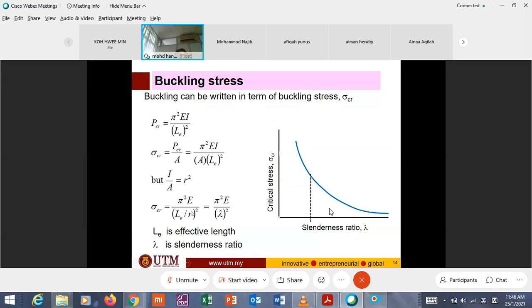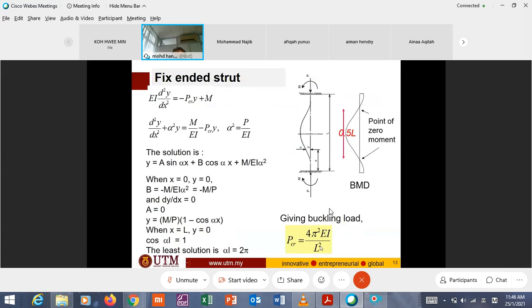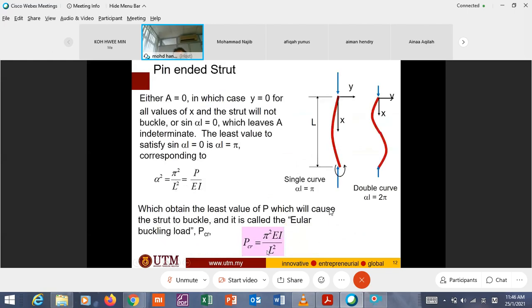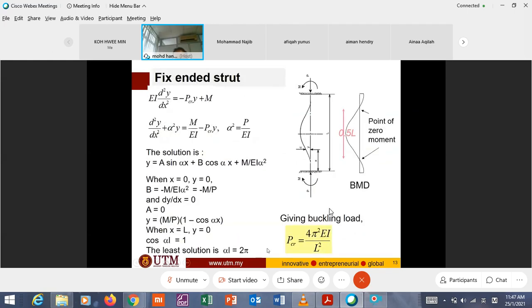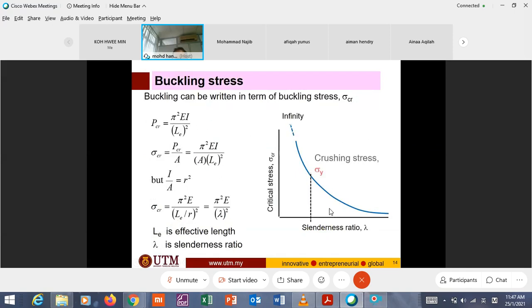Sigma CR equals pi squared E over LE over r, which equals pi squared E over lambda squared, where lambda is the slenderness ratio. What is LE? LE is the effective length. What is effective length? Here we have effective length equal to 2L. Here we have effective length equal to 1.